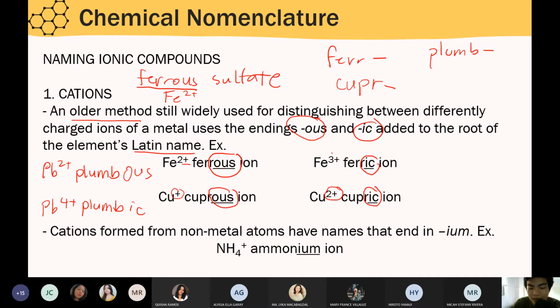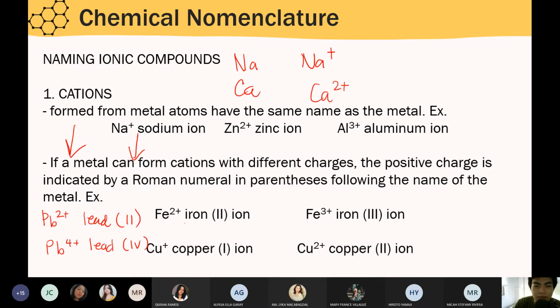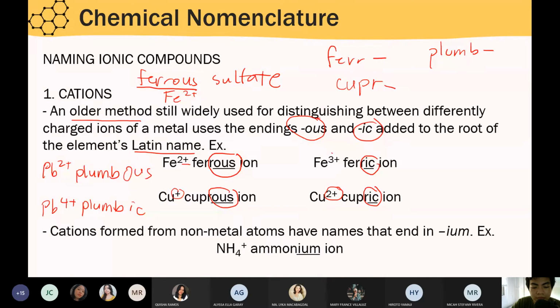That's why chemists find this method really outdated, and that's why we opted to use this newer method here below. This is what we use in modern times, but before, we used this. Still, we have to keep in mind the rules for this one, because most of the medicines right now are still named using this method. So that's the third rule for the cation.